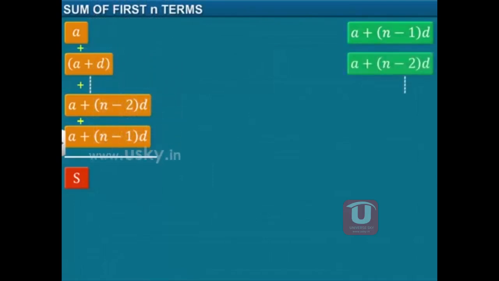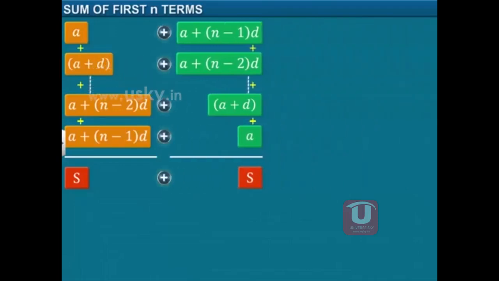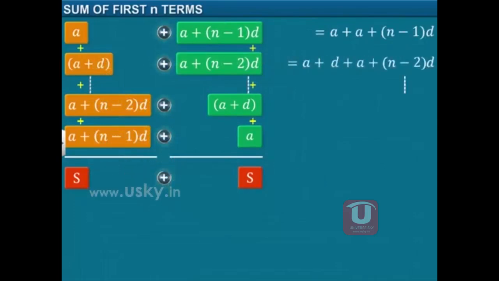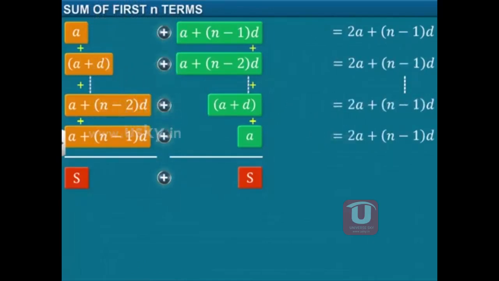Now add the corresponding terms of both the APs, that is, first term to first term, second term to second term, and so on. While calculating, you will find that the sum of the corresponding terms are equal in every case. Thus, we get 2a plus n minus 1 multiplied by d in every case. As there are n terms, the total sum will be equal to n multiplied by 2a plus n minus 1 multiplied by d.